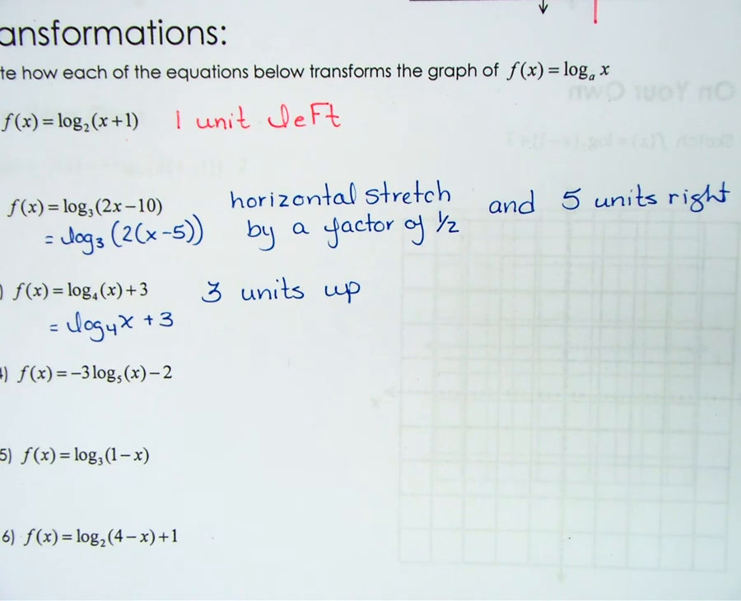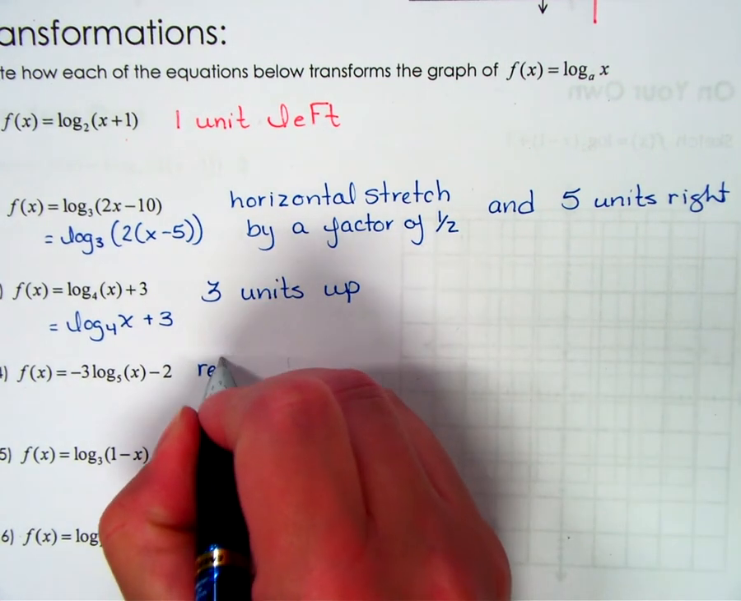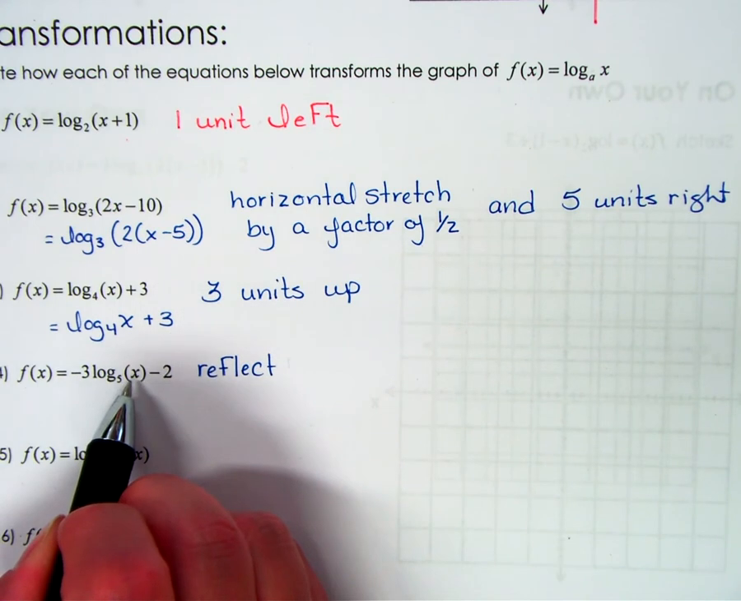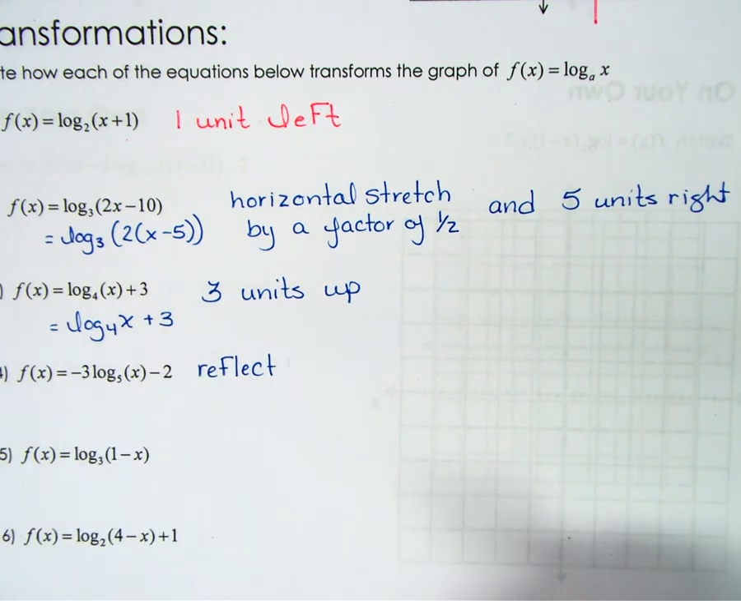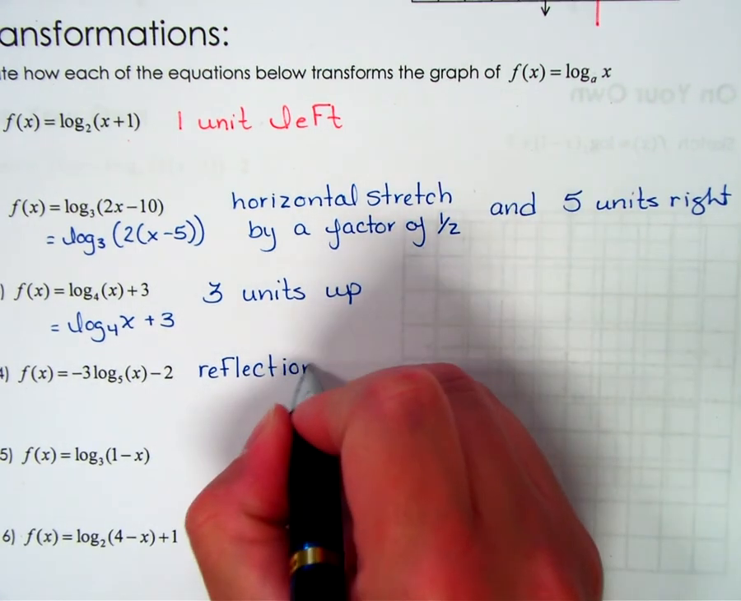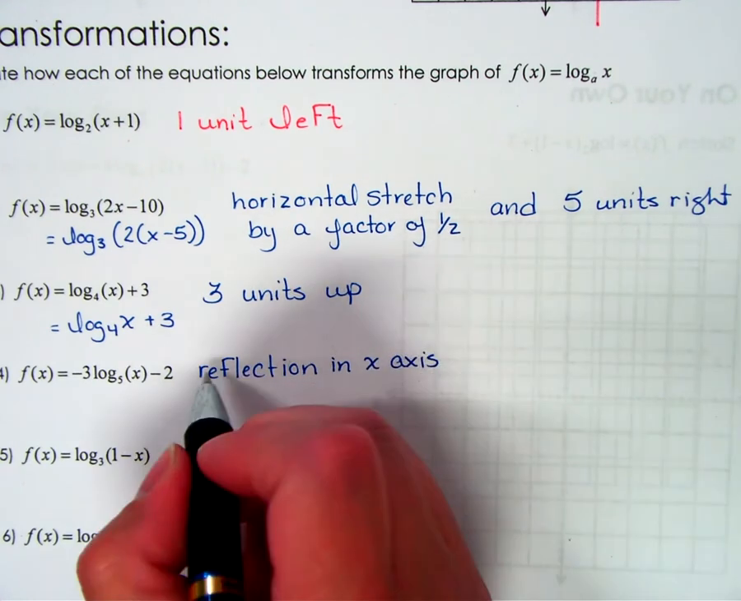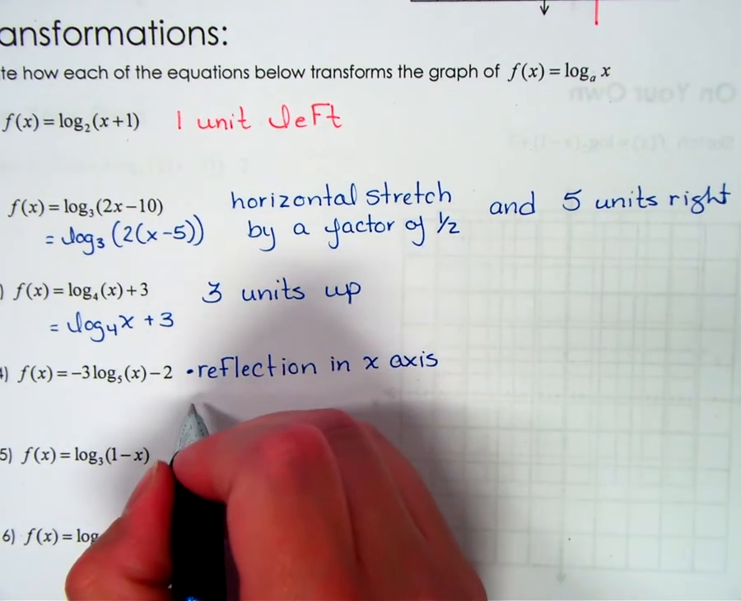Okay, what about number 4? Okay, let's talk about that negative first. Reflection in the x-axis. Is it on the exponent? Nope, it's on the x. Okay, so we have a reflection in the x-axis.